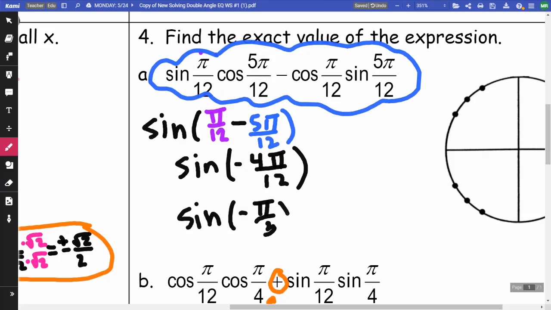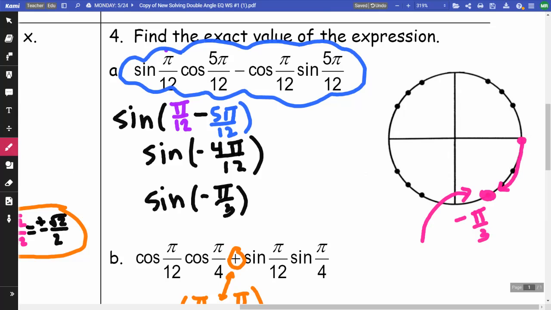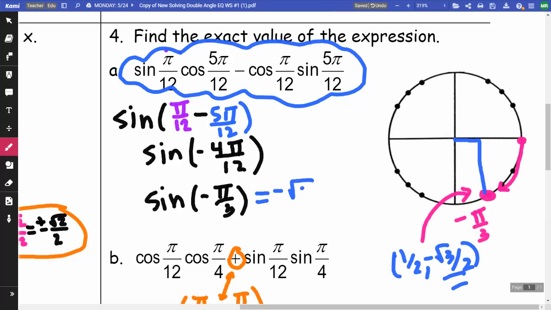And I know pi thirds on my unit circle. So it's a negative, which means I'm going to be starting over here and going this direction. And this right here is where negative pi thirds is. And the coordinate of that point, let me just jot it over here. If you're looking at it, this is going to be short comma long. So it's going to be 1/2 comma negative root 3/2. And we want the sine, and the sine is the y. So my answer is negative root 3/2. That is our answer.